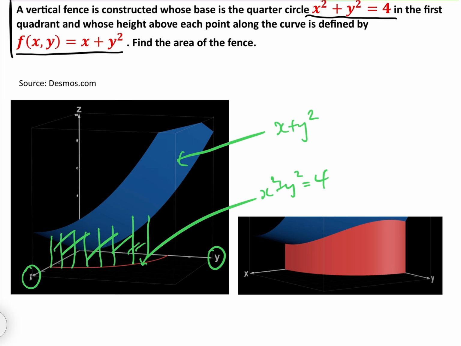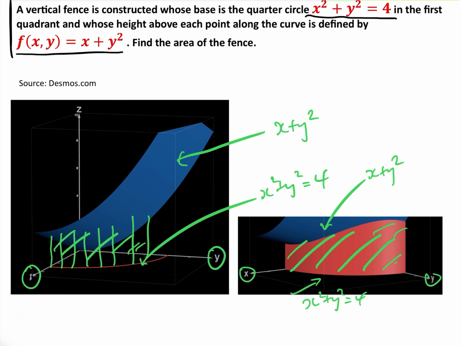And I've got Desmos to do it much better than I have. So here's the x, here's the y. Again, this is x squared add y squared equals 4. There is our function x add y squared, and here the red bit is the area of the vertical fence that we have to calculate.